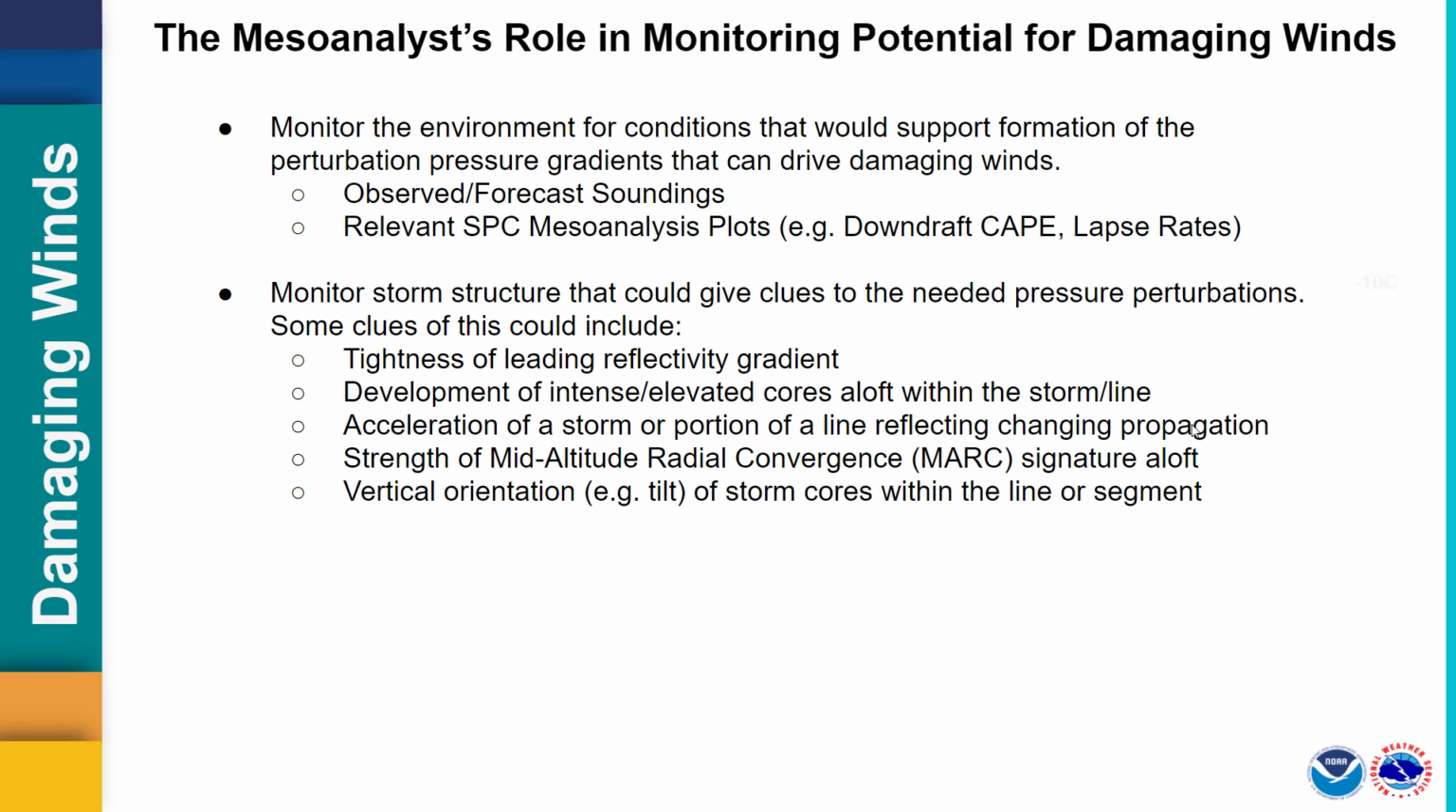So how can the mesoanalyst monitor for damaging wind potential? That person can monitor the environment for conditions that would support the formation of the pressure perturbations that can drive damaging winds, looking at observed and forecast soundings and relevant SPC mesoanalysis plots, such as downdraft CAPE and lapse rates. A person can also monitor storm structure that could give clues to the needed pressure perturbations. Examples of these clues would be a tight leading reflectivity gradient, development of an intense elevated core aloft, acceleration of a storm or portion of a line reflecting changing propagation, the strength of mid-altitude radial convergence aloft, vertical orientation, and so forth.